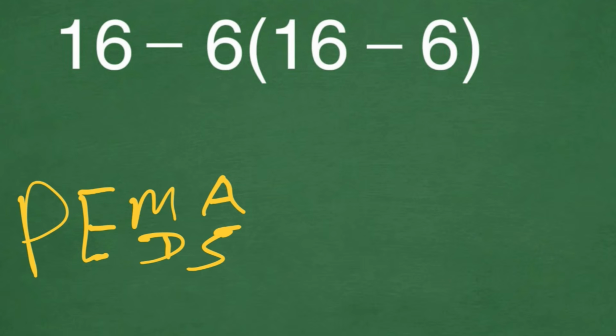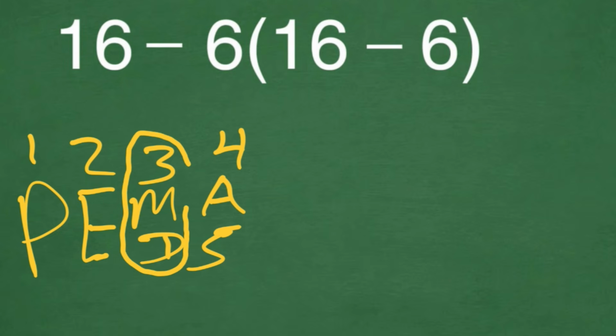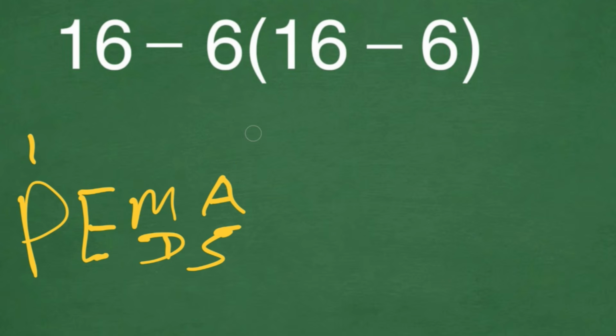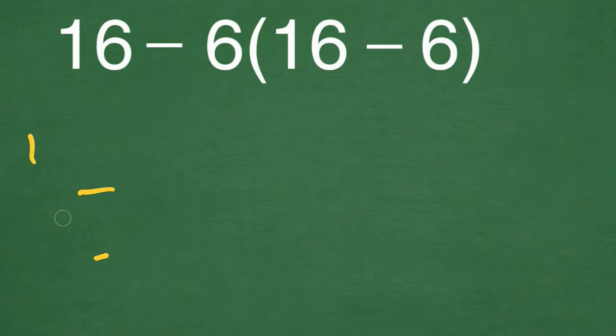If we solve subtraction before multiplication, that is wrong, because multiplication has a higher priority than addition or subtraction, right? Multiplication should be solved before addition or subtraction. So that is what we should do, and this is the correct order to solve mathematical equations.